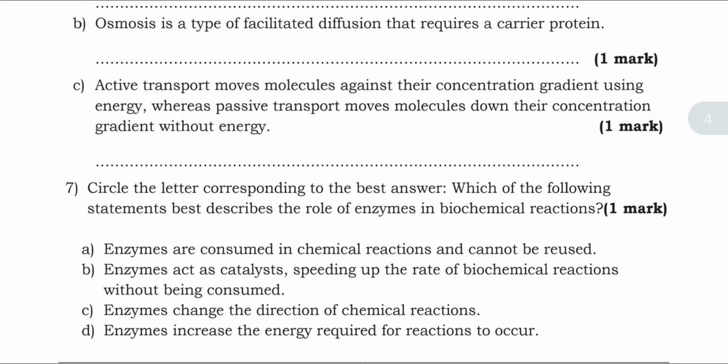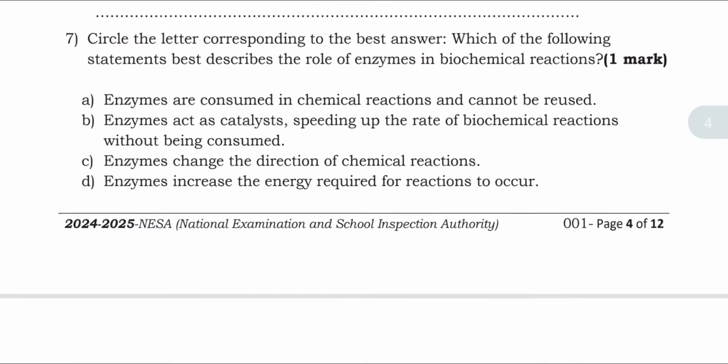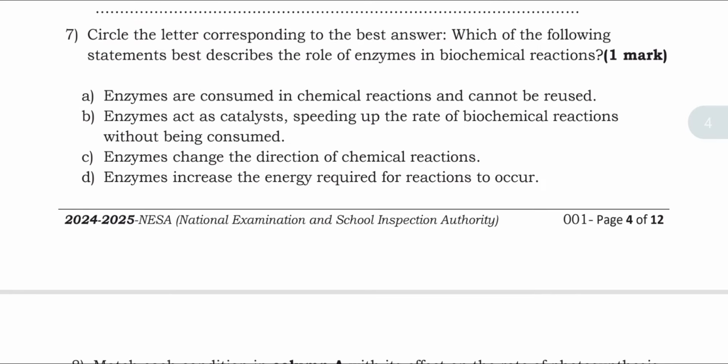Question 7. Circle the letter corresponding to the best answer. Which of the following statements best describes the role of enzymes in biochemical reactions? We have four options: A, B, C, and D. A, enzymes are consumed in chemical reactions and cannot be reused. B, enzymes act as catalysts, speeding up the rate of biochemical reactions without being consumed. Enzymes change the direction of chemical reactions, whereas the enzyme increases the energy required for the reaction to occur.